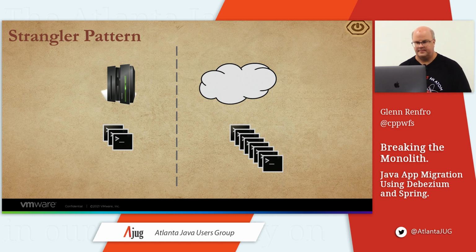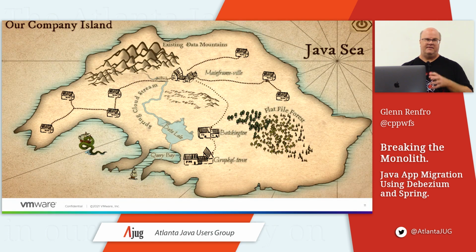So the thing to remember is that even when we talk about these big bulk moves, whether it's big bang or the strangulation pattern, there are going to be several paths that we can take, right? So here is our company island. Our company island has many paths in it for migrating our apps, alpha, if you will, mainframeville, right? But we also have that data is in existing data mountains, right?